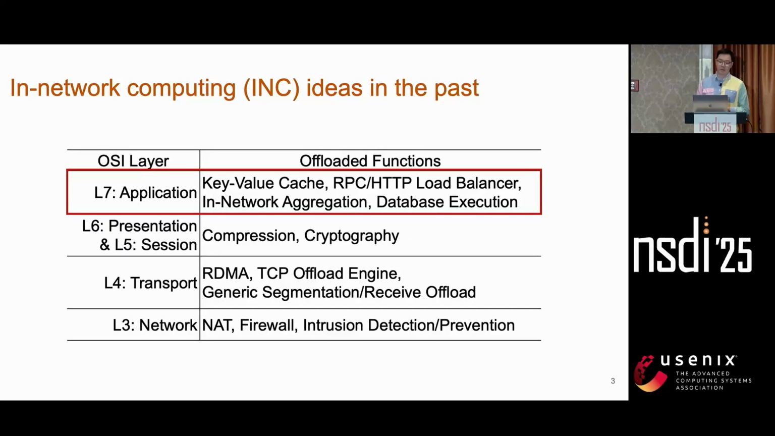But in recent years, we have seen a plethora of emerging ideas to offload L7 or application-specific functions. The most popular examples are key-value caches, RPC or HTTP load balancers, in-network aggregation, which accelerates all-reduce for machine learning, as well as transaction acceleration for databases. In a shared data center where there are multiple applications or even tenants, these L7 offloads will coexist in the same network and can possibly share the same set of NICs and switches.